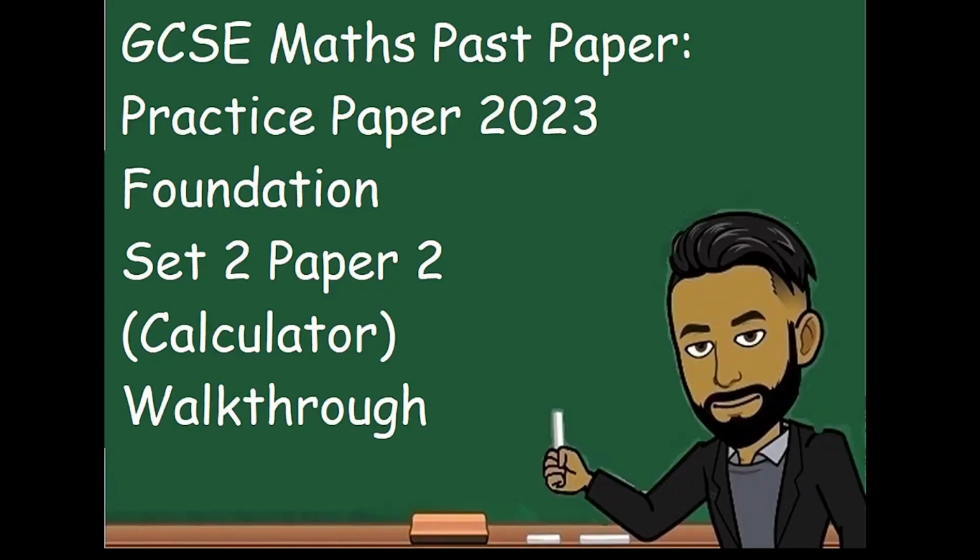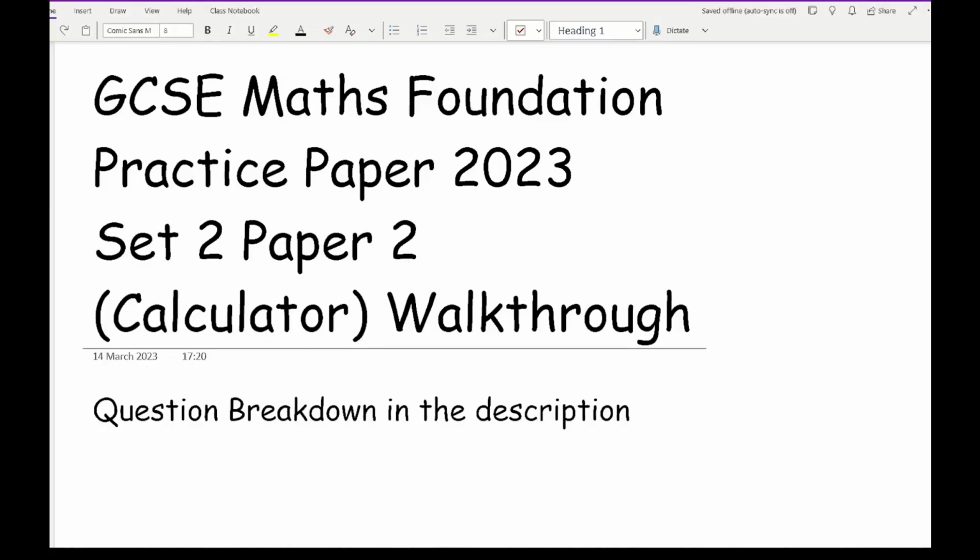So welcome everybody to this latest video on 162 Maths, and in this video we'll be going over the GCSE Maths practice paper of 2023, Foundation Set 2 Paper 2, which is a calculator paper. Now as always I'll include a question breakdown in the description below so you can see which question refers to which topic, so if you find them difficult or challenging you can see what topic you need to go back and revise and review. So let's get started on this GCSE Maths Foundation practice paper 2023 Set 2 Paper 2, which is a calculator paper.